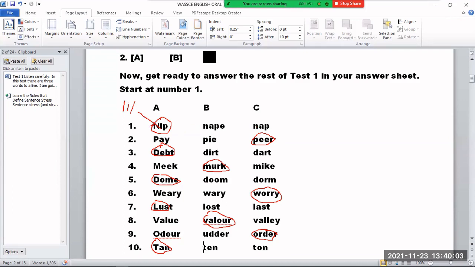Always pay attention to the exact speech sound articulated by the speaker. In number 2, the word peer contains the diphthong ear. So you need to understand the various speech sounds that English words contain. Ear, peer. And that differentiates this word from the other 2 words, pay and pie.